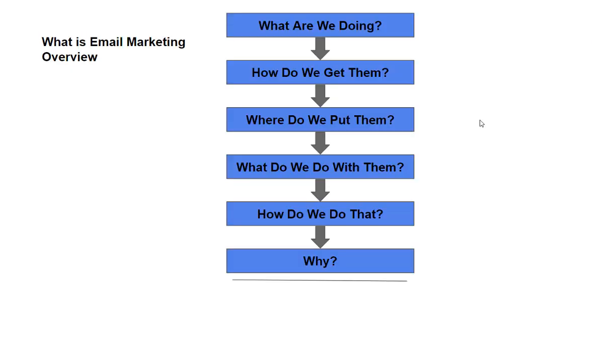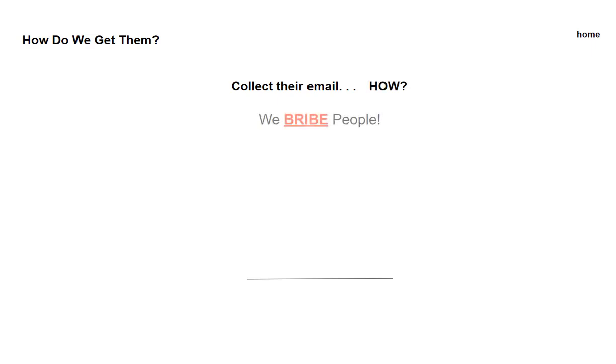The next question we get to is, how do we get their contact information? How do we get them, right? So really we collect their email. And of course, because that's the obvious thing, it's just a statement, we collect their email. But of course, how, right? Well, we bribe them. And I know that sounds sinister, I guess. The word bribe is a sinister word. But in this case, it's an ethical bribe.